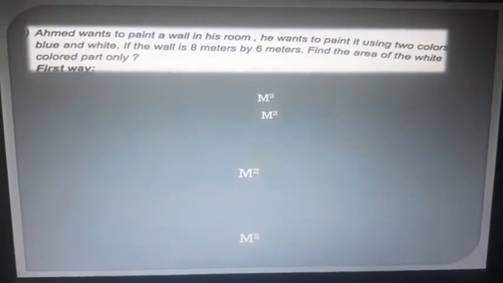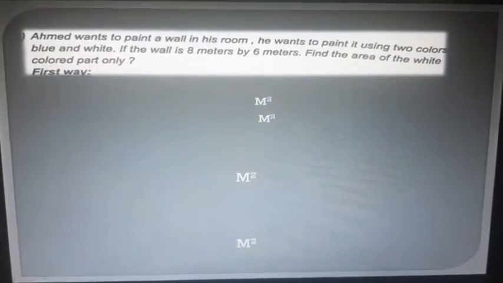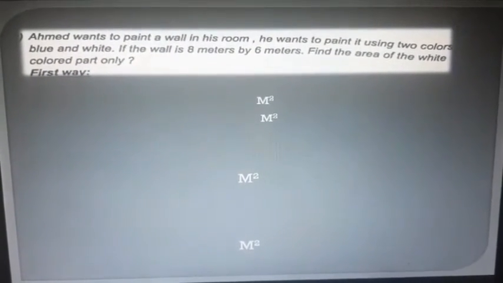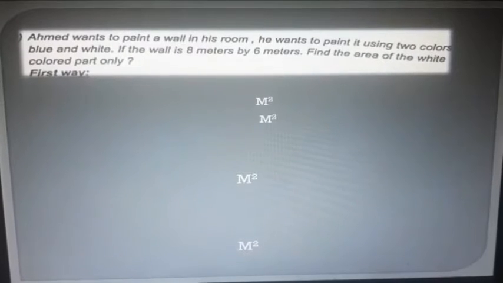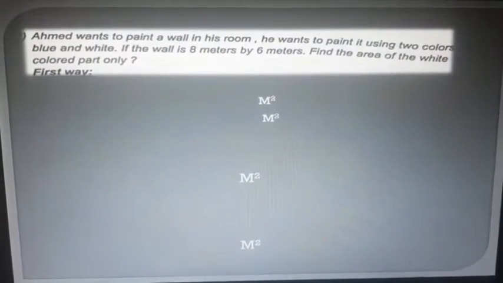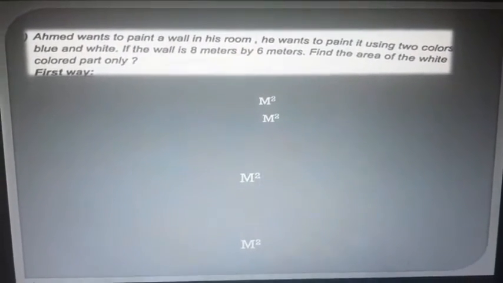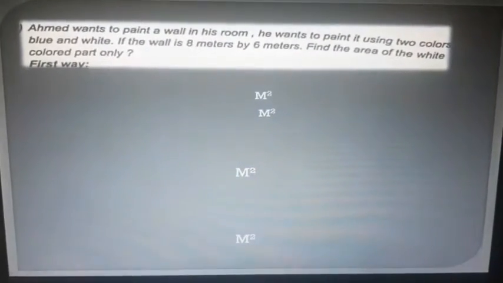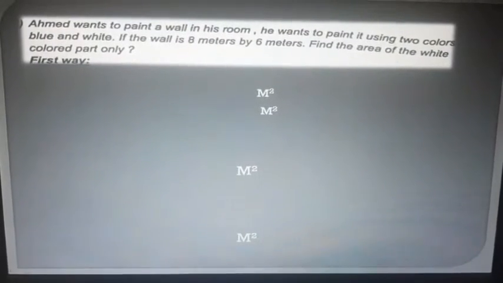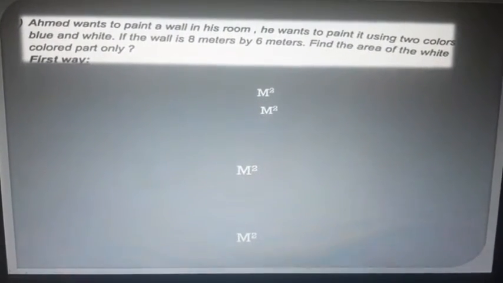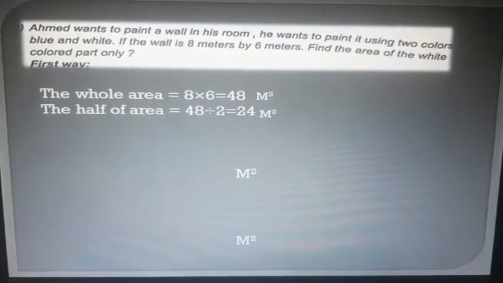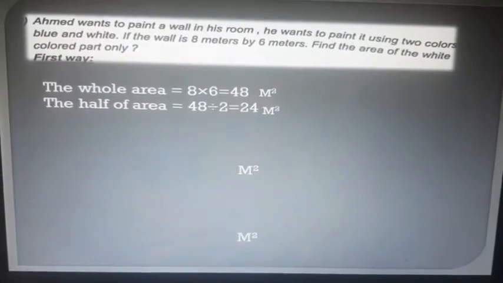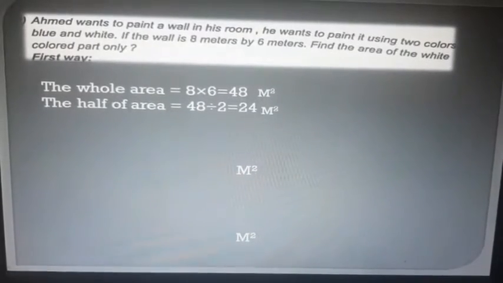Okay, here I have a rectangle with 2 dimensions, 8 and 6. So at first, the first way, get the whole area. So 6 times 8 equals 48. And the second step here, we will divide 48 by 2. 4 divided by 2 equals 2, and 8 divided by 2 equals 4.